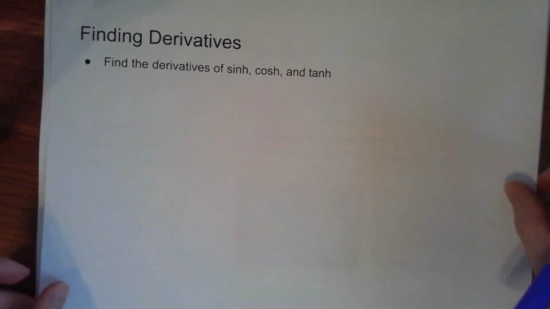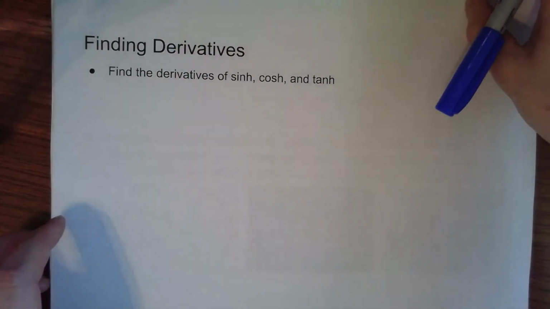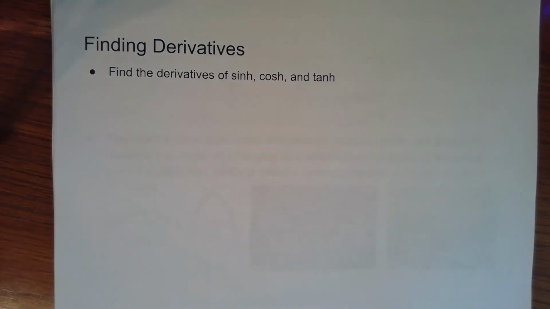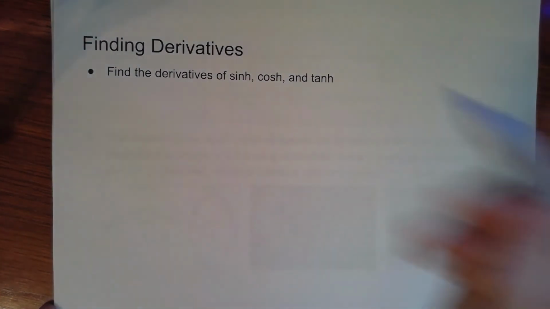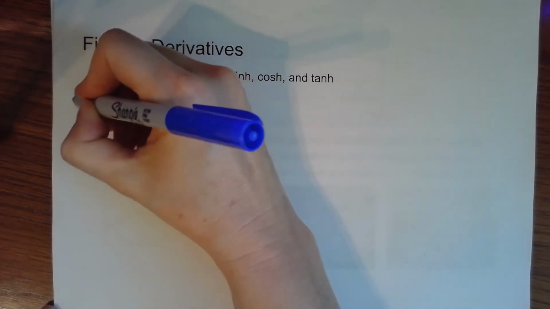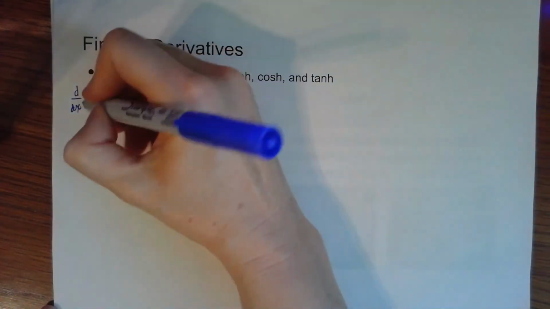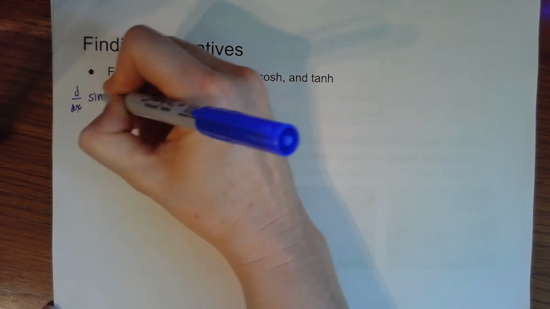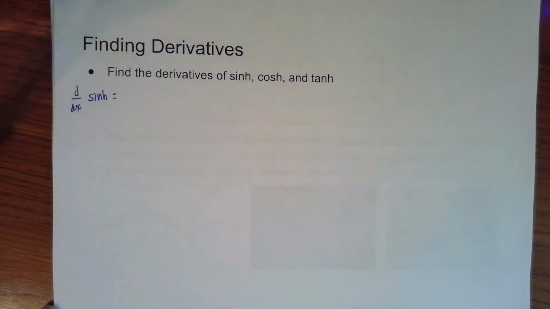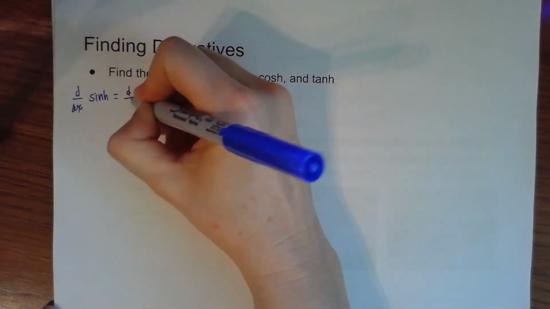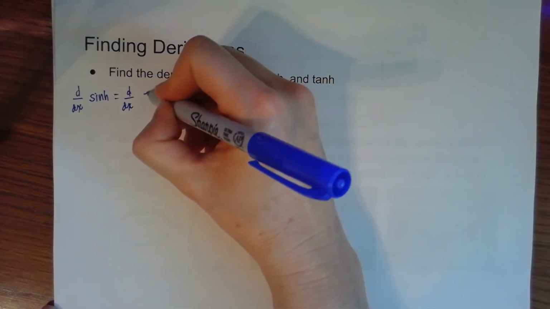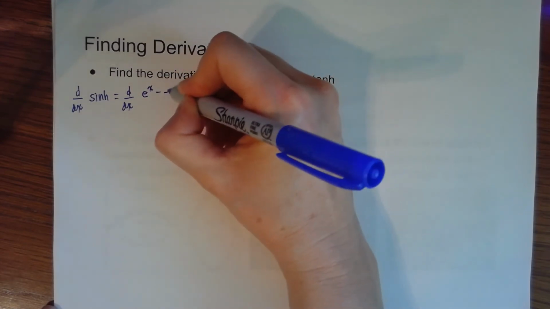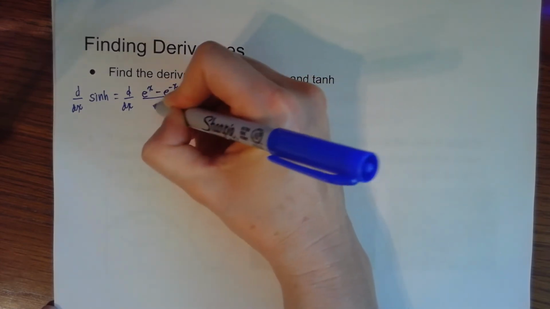Okay, so of course one of the things that we're going to want to do in calculus is find the derivatives of such things. So let's work on finding the derivatives of the sinh, cosh, and the hyperbolic tangent. So the derivative of the hyperbolic sine, well, let's look at its definition. So remember, hyperbolic sine is e to the x minus e to the negative x over 2.